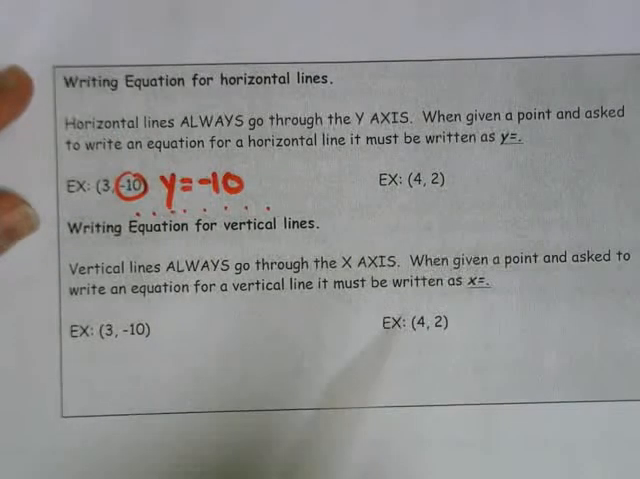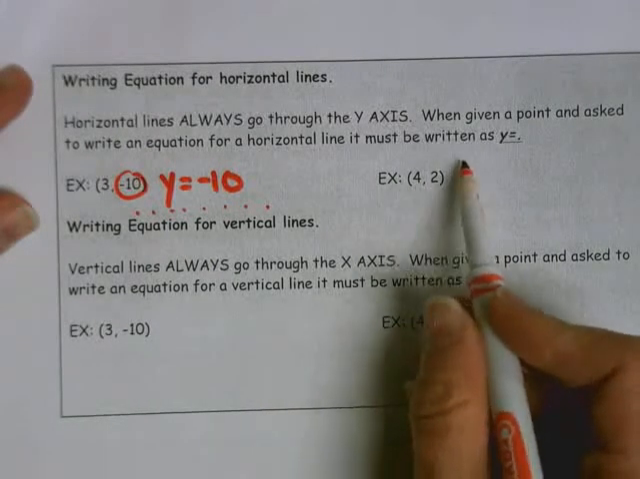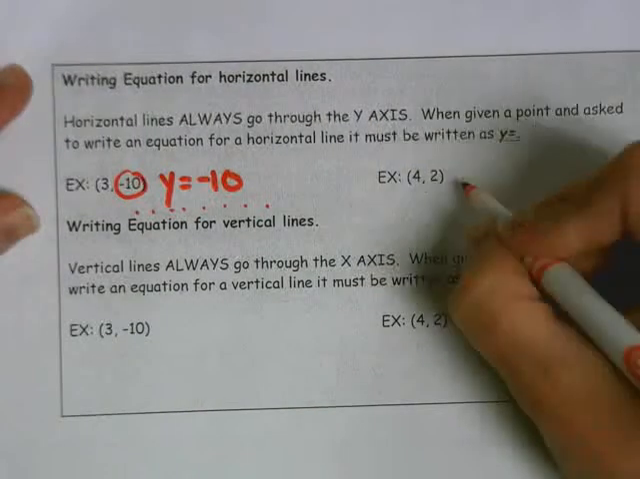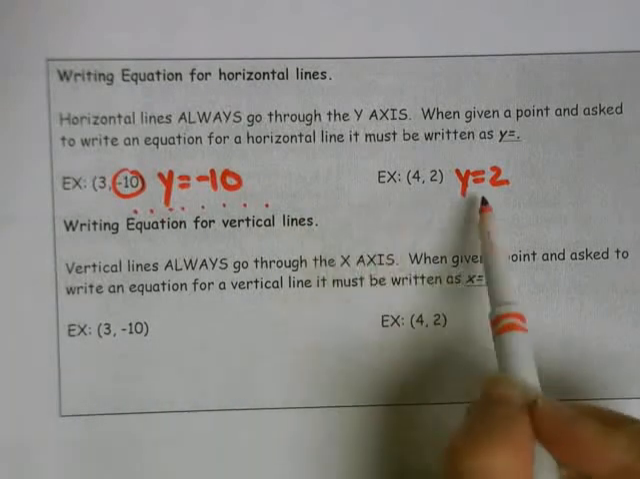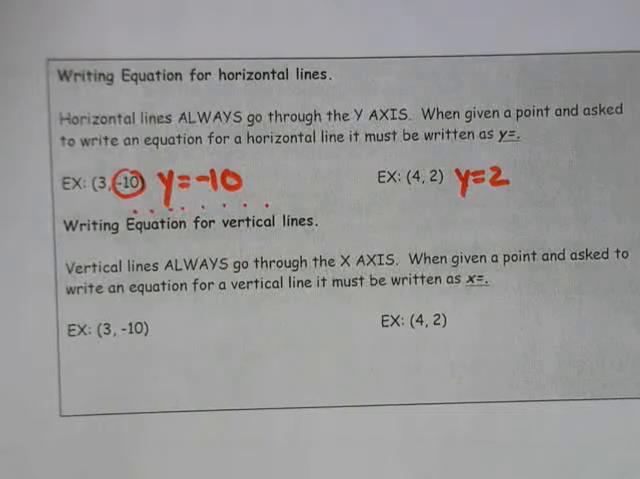What's the y for this guy? x comma y, over 4 up 2. So anything that's horizontal is always going to be over something and up 2. Our equation, y equals 2. Remember, horizontal lines have a slope of 0, so it's like 0x plus 2, 0x plus negative 10.